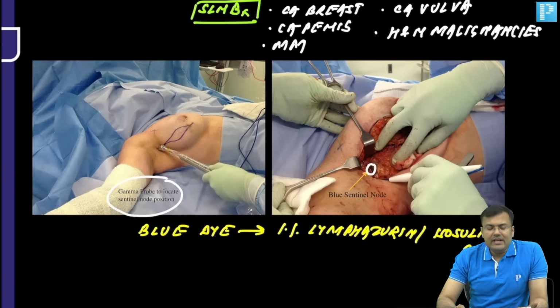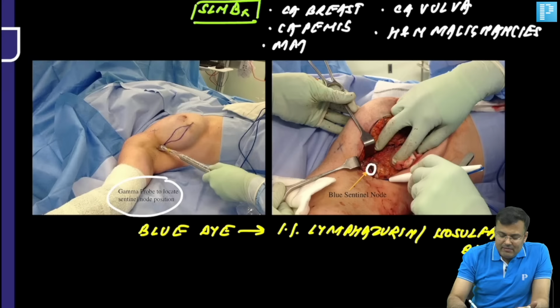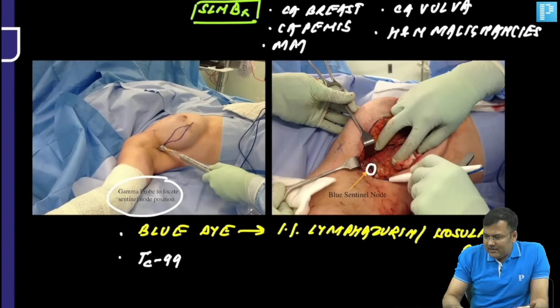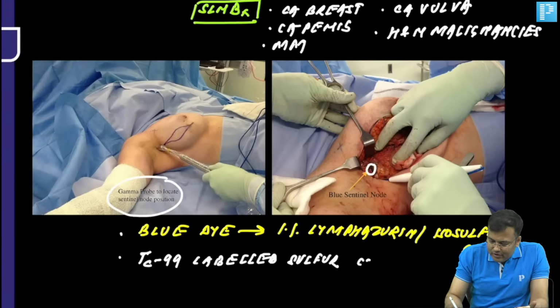Second, we are using radioactive colloid. Can you tell me the name of the colloid used? Technetium 99 labeled sulfur colloid. Sulfur colloid. Easy.